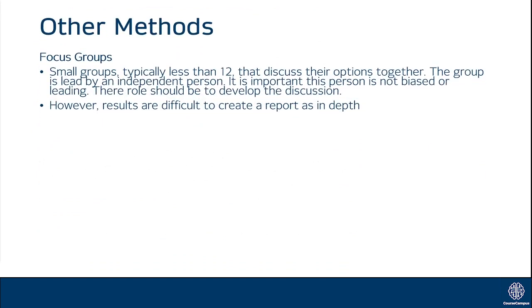Other methods: focus groups. These are small groups, typically less than 12 people, that discuss options together. The group is led by an independent person. It's important that this person isn't biased or leading. Their role should be to develop the discussion. However, results are difficult to create. It's difficult to create a report on it because it's got to be quite in depth. It might involve transcribing what the people have said. If not, it's going to be less accurate when you're just bullet pointing the key themes of what each person is saying.